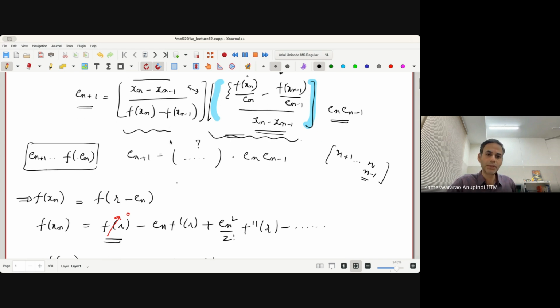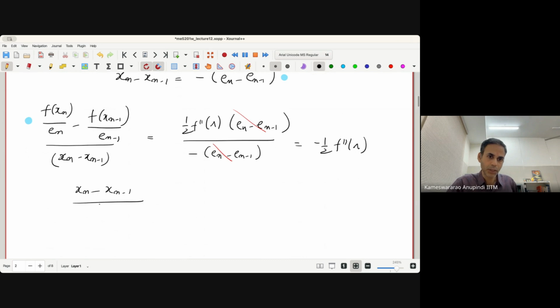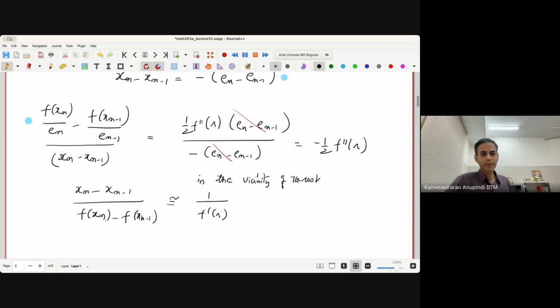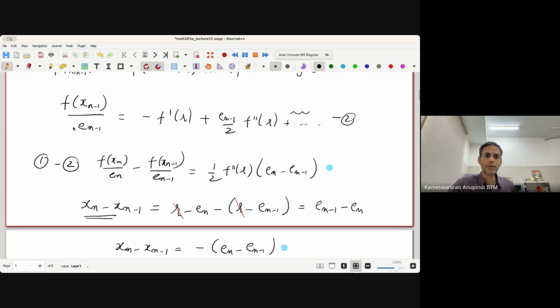Now, what about this term? So I have another term, which is xn minus xn minus 1 divided by f of xn minus f of xn minus 1. This is nothing but, in the vicinity of the root, approximately 1 by f prime r, because if you take the function value divided by the distance, that's going to be f prime r. So this is approximately 1 by f prime r, because we get very close to the root. That means this is equal to the slope at the root. That means I now have expressions for both these terms, term 1 and term 2, T1 and T2, which are actually being multiplied in the expression we have derived earlier.